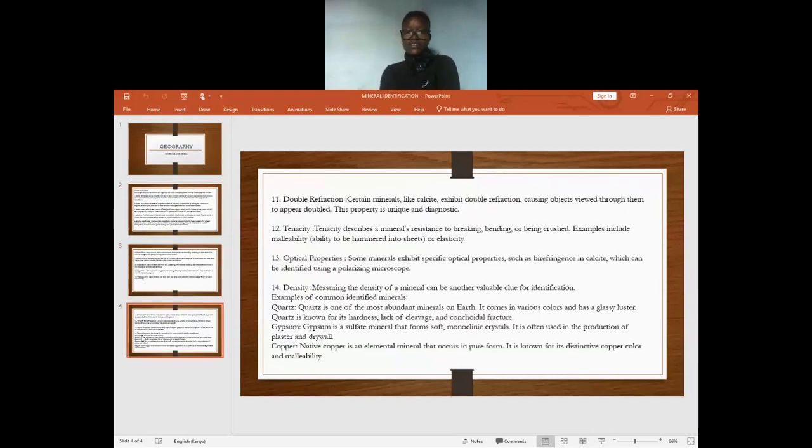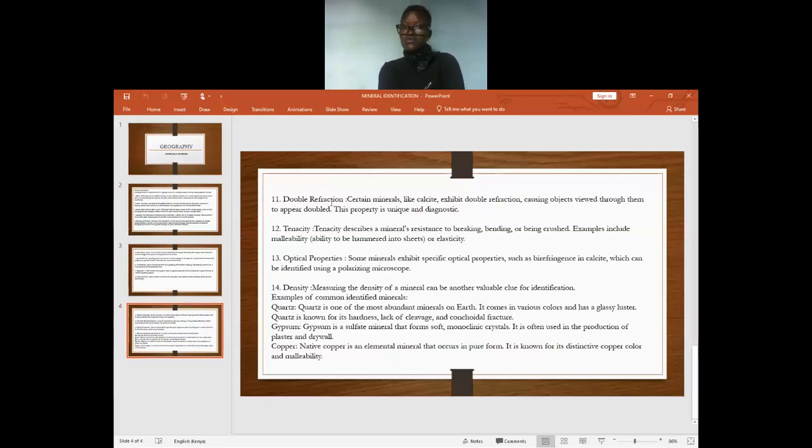Another way to identify minerals is by tenacity. Tenacity describes a mineral's resistance to bending or being crushed. For example, we have malleability. Malleability is the ability to be hammered into sheets. So through using tenacity, you'll be able to identify which mineral can be hammered into sheets, can bend, or can be crushed.